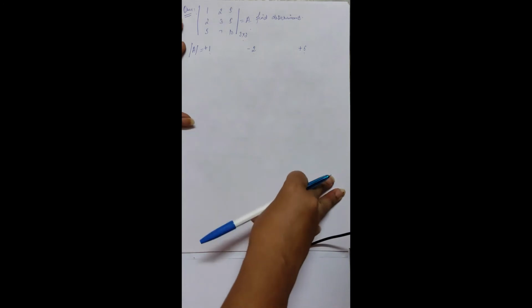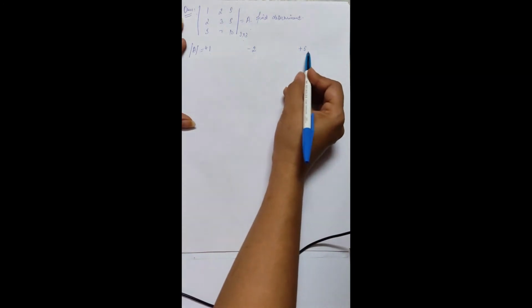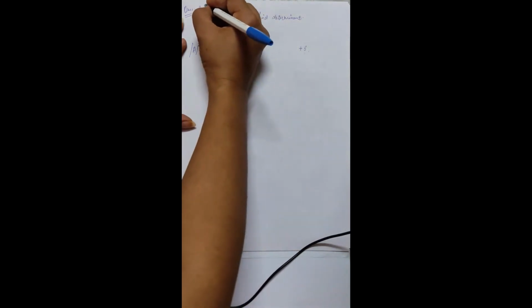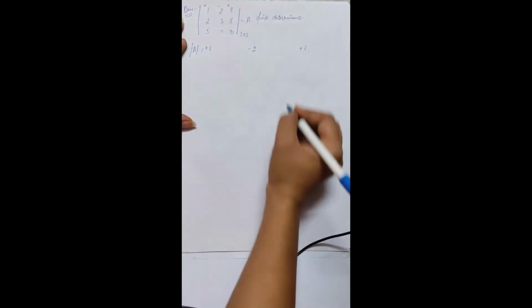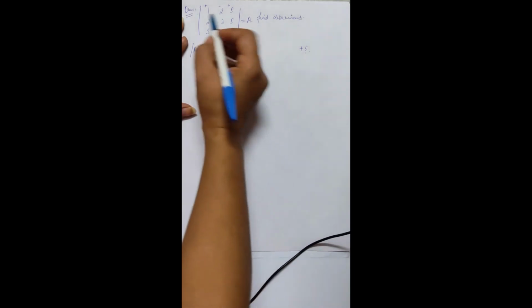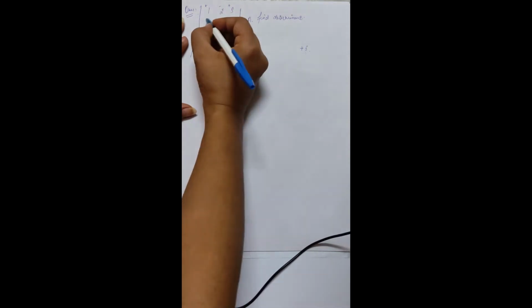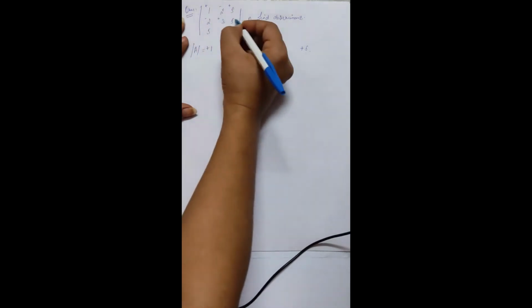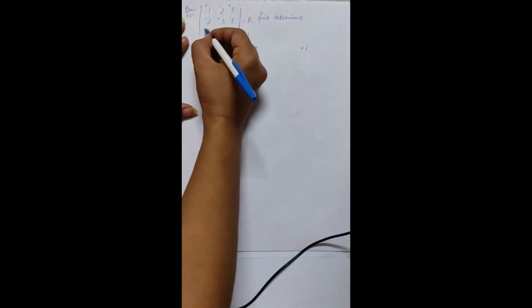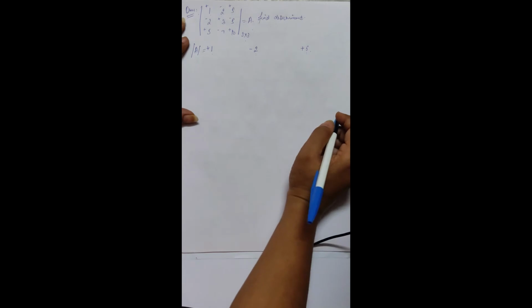Whenever we have to calculate the value of a determinant with respect to the first row, the signs will always be plus, minus, plus, right? But if the question asks you to calculate the determinant with respect to the second row, the chain will continue: if plus, minus, plus, then minus, plus, minus, and then plus, minus and plus. In this way we can find the value.